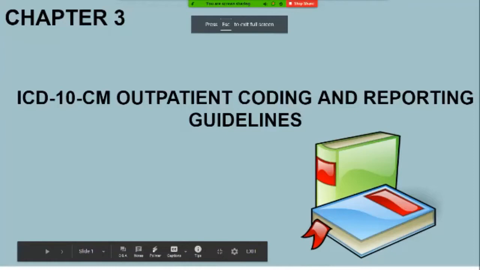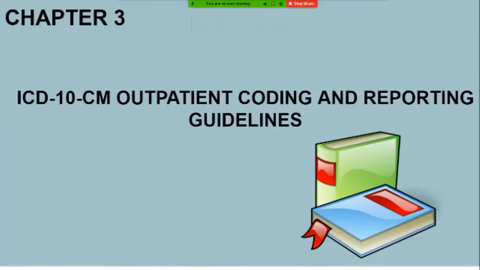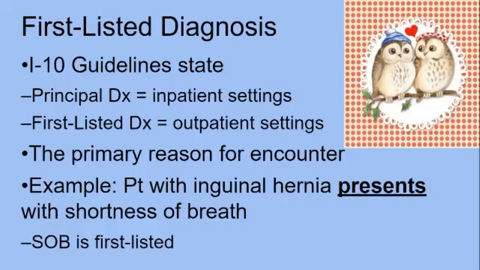So chapter 3, ICD-10-CM Outpatient Coding and Reporting Guidelines. Remember, guys, that's your big purple book. We're going to talk a little bit about the first listed diagnoses. ICD-10 guidelines state that the principal diagnosis is used for inpatient and the first listed diagnosis is used for outpatient settings. The primary reason for the encounter is what the principal or first listed diagnosis would be.